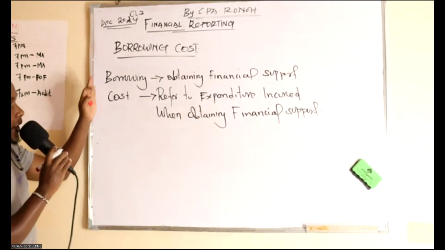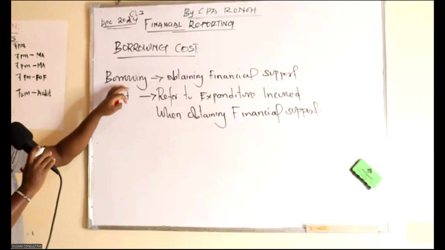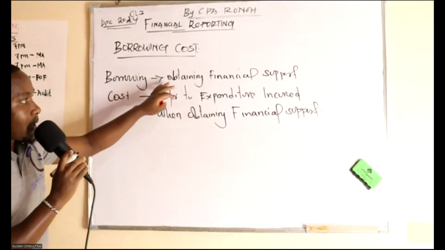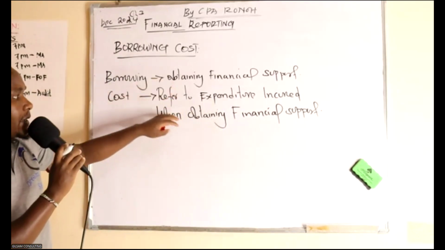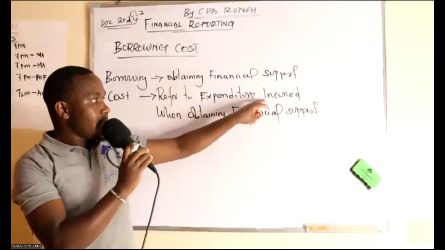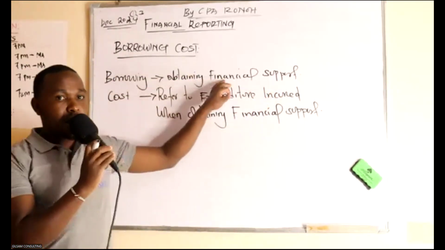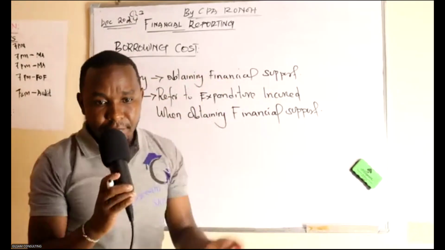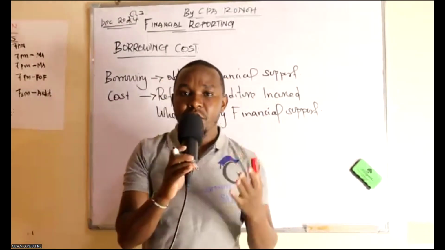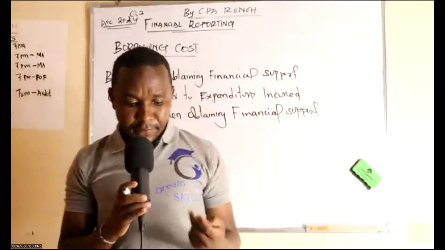So if someone asks you to define what borrowing cost is, you can say it is the cost incurred when obtaining the financial support. Instead of using financial support, you can say financial facility.